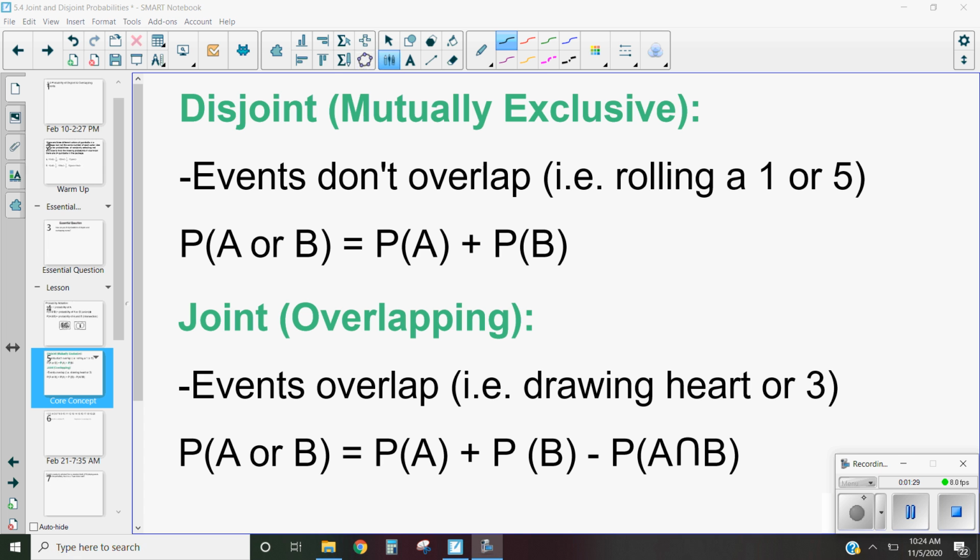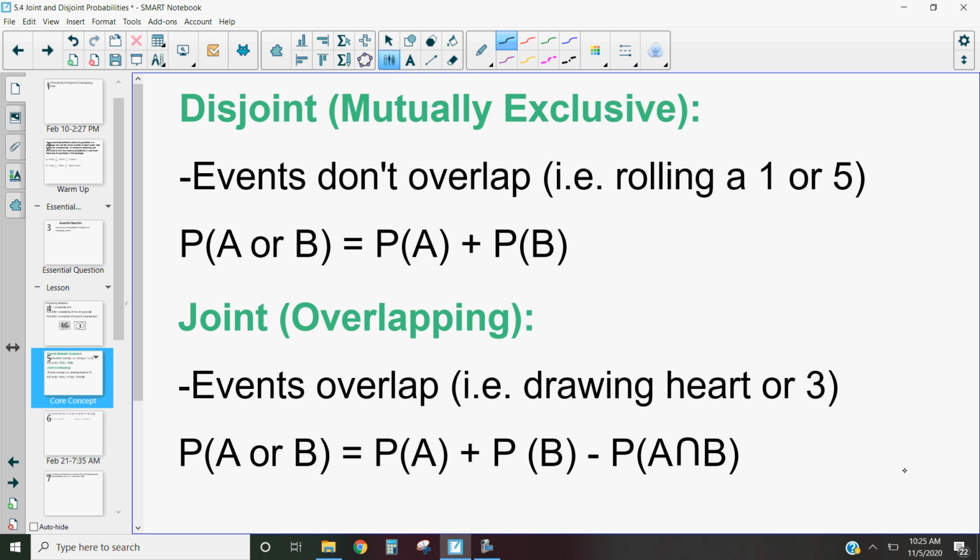Okay, so now we have disjoint or mutually exclusive and joint or overlapping probabilities. So what does this mean? Well, disjoint or mutually exclusive are events that don't overlap. So for example, rolling a 1 or rolling a 5. Now rolling a 1 and rolling a 5 are mutually exclusive or disjoint because they can't happen at the same time. It's impossible for me to roll a die once and get both a 1 and a 5 simultaneously. Therefore, they're disjoint.